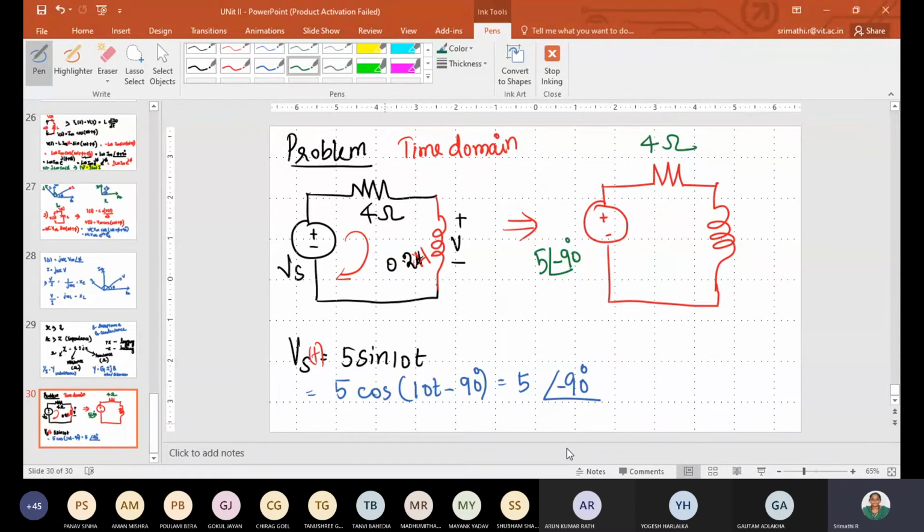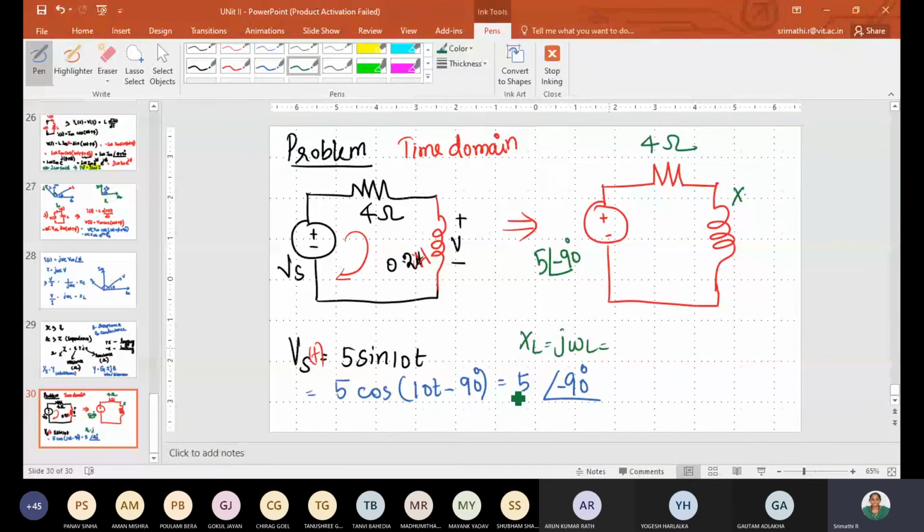Okay, 5 angle minus 90. What is your L? L is given to be 0.1 Henry. This also should be converted. How will you convert L? Ma'am, we'll write j omega L. We can convert this into a frequency component. So XL is equal to j omega L.